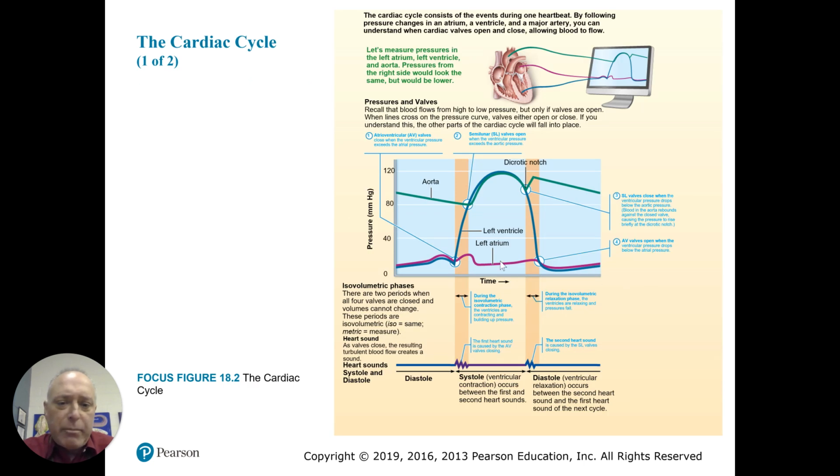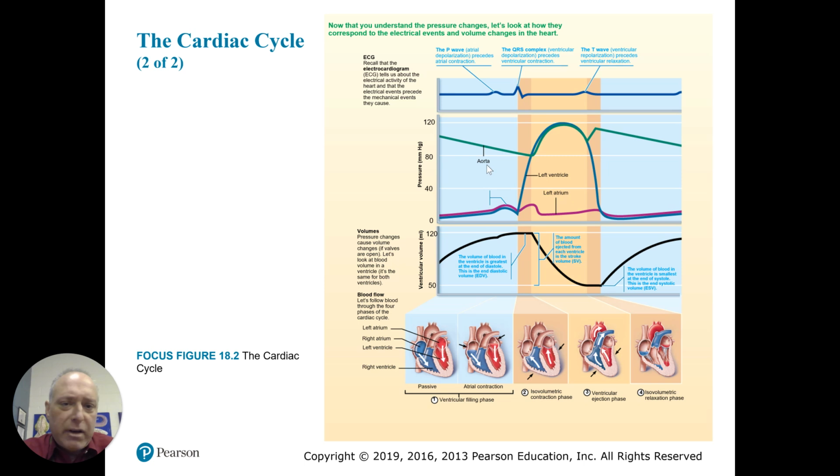Okay, this is a very important figure. Let's zoom in on it. We've got the electrocardiogram at the top, aortic pressure in green, ventricular pressure in blue, and atrial pressure in purple. And so you can see that the aortic pressure decreases during diastole as the heart is filling. There is a period of systole where the blood is not ejecting yet.